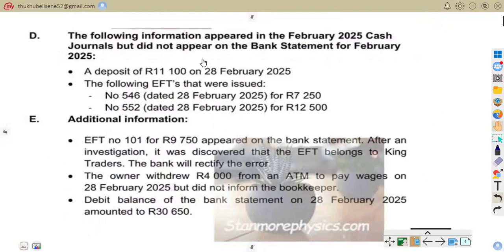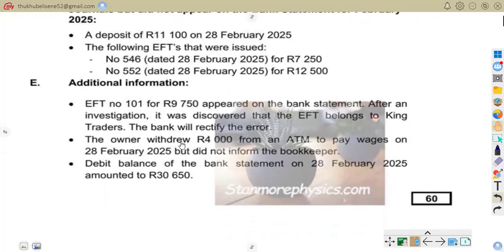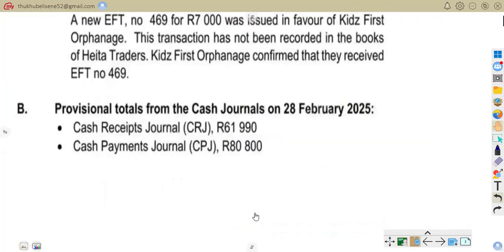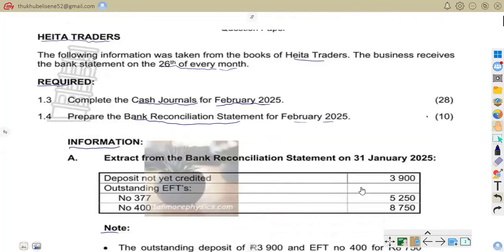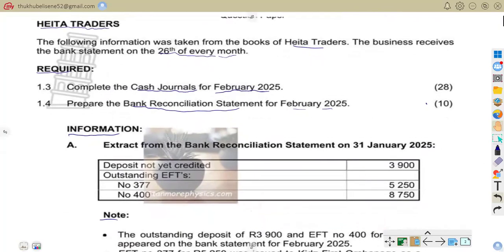Then we have information D, which says the following information appeared in the February 2025 cash journals but did not appear in the bank statement for February 2025. This is the information that you're going to make use of. And we have additional information on E. So now let us go back to our question. The question wants us to do journals, and we're going to start with the cash receipts journal.